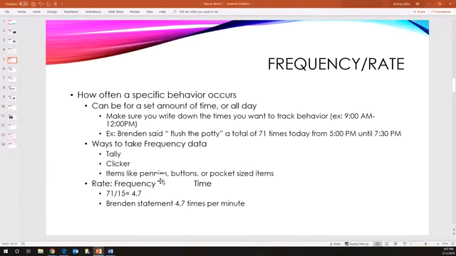Let me fix this for you guys real quick. I'll move some stuff around so it doesn't look very good.